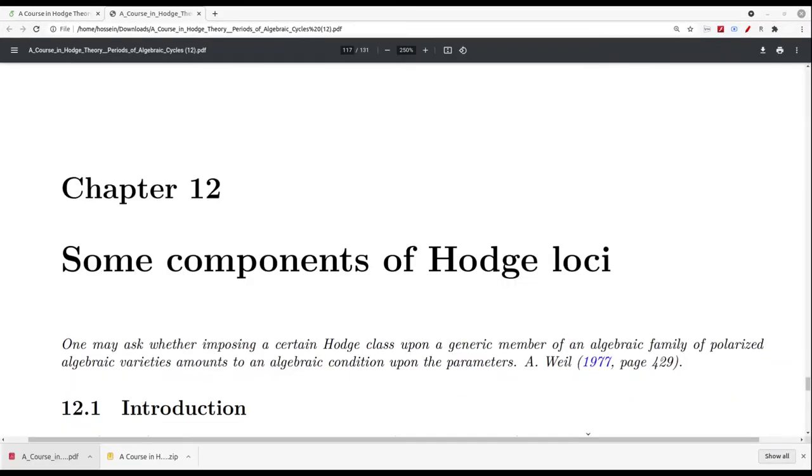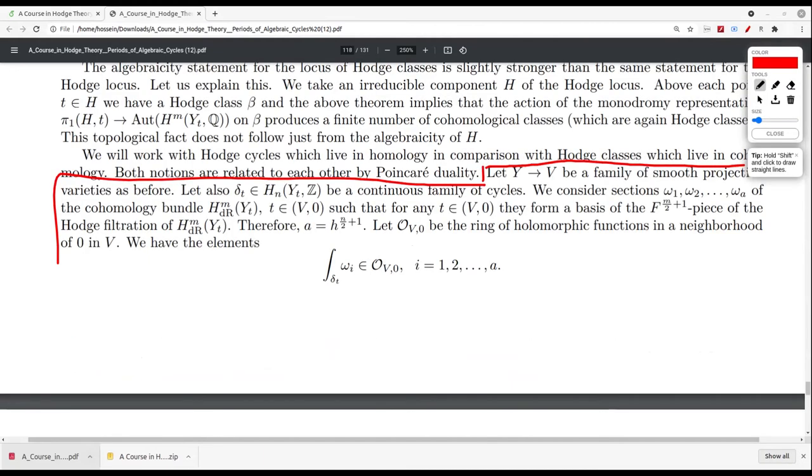My name is Hossein Movasati, and I am going to talk about chapter 12 of my book with Roberto. It is about Hodge locus and some components of the Hodge loci. The definition of Hodge locus using integrals is very simple. And we start with the family of smooth projective varieties.